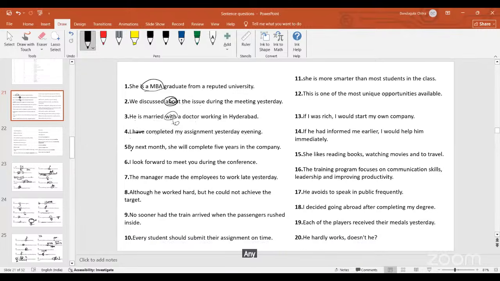Anyhow, by next month, she will complete 5 years in the company. By next month, she will have completed 5 years in the company. Yes, she will have completed 5 years in the company by next month.